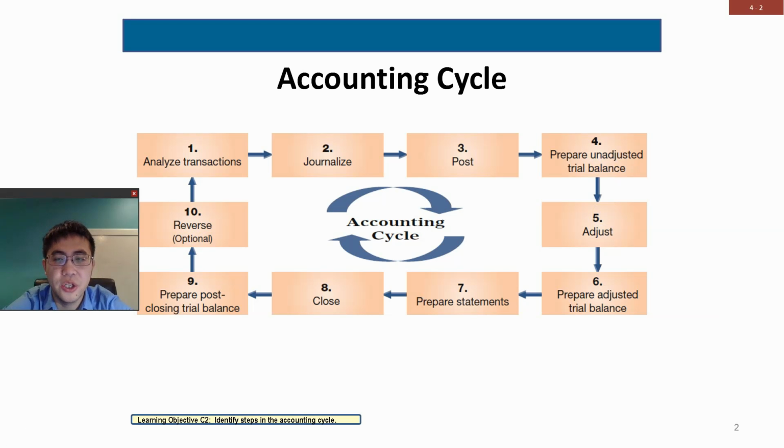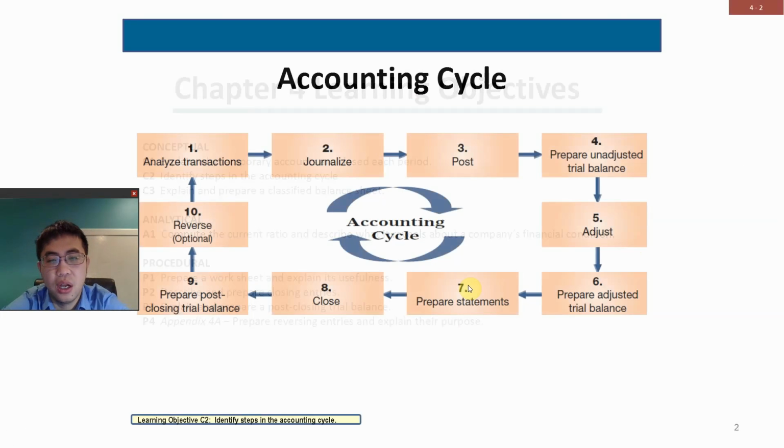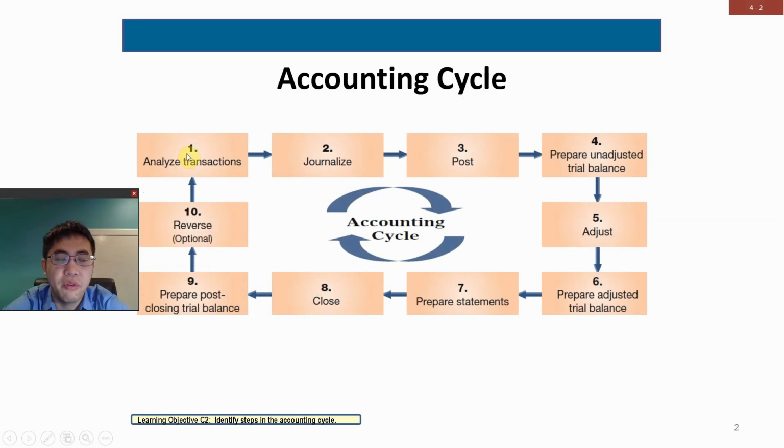Number 5 is to make an adjustment, because when the accounting period ends, we have to update our data. And for some unpaid revenues or prepaid expenses, we have to make an adjustment. And then we prepare the trial balance after adjustment is made. And then we prepare the financial statements like the income statement, balance sheet, and statement of cash flows. And this is what we have done before, from step 1 to step 7.